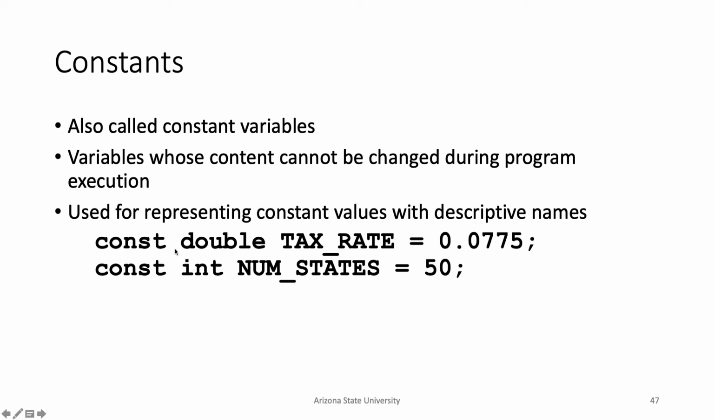The way you do this is, instead of just saying double tax rate equals whatever, you put a keyword called const on the front. This says I'm going to declare a constant called tax rate, initialized to this value, and it'll never change. So obviously you can see why the first one makes sense. The second one may not make sense if Puerto Rico ever becomes a state, but that's another story for another time. Any other questions?